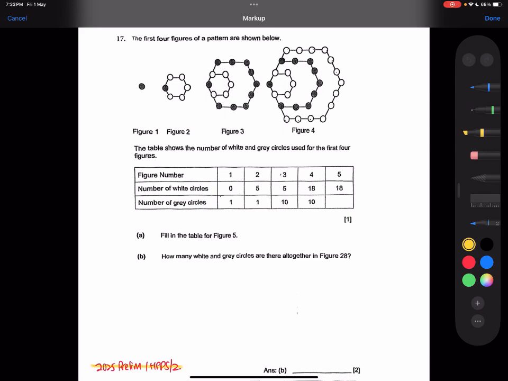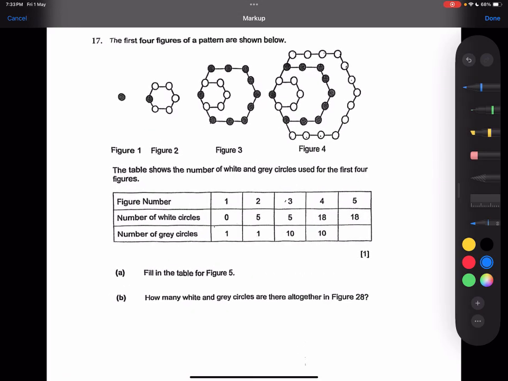2025 Prelim HPPS Primary School, Paper 2, Question 17. The first four figures of a pattern are shown below. The table shows the number of white and gray circles used for the first four figures. Fill in the table for figure 5. That's question A. Question B, how many white and gray circles are there all together in figure 28?